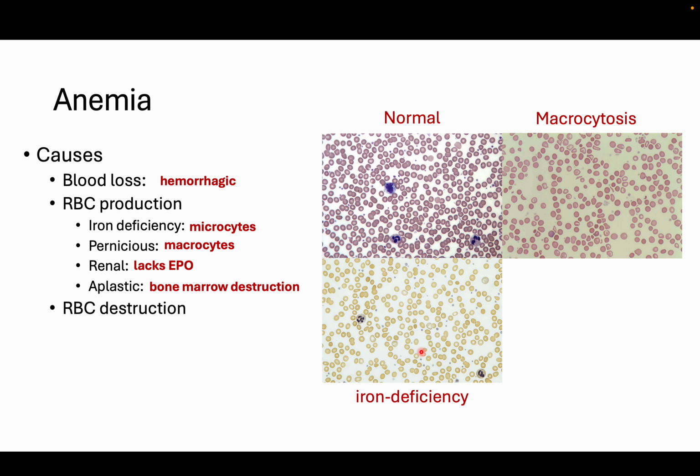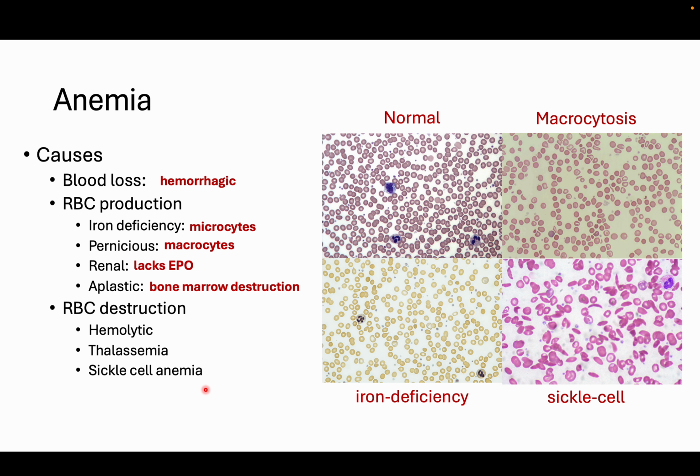Red blood cell destruction is another cause of anemia. So this can be hemolytic, where this happens with incompatible blood types. So if you get a blood transfusion, your immune cells will start breaking down the blood cells that come in, because they don't match, and so you have hemolysis. Thalassemia is another type, and then you may have heard of sickle cell anemia.